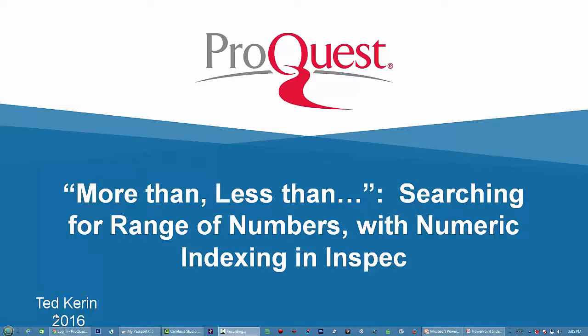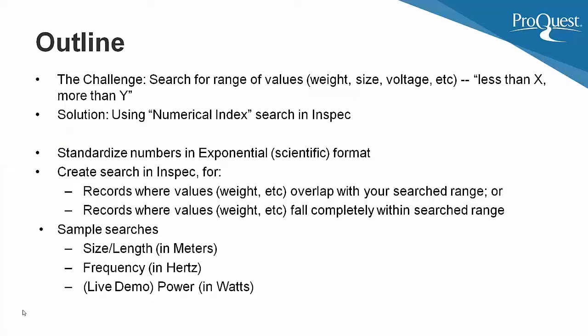So, here is an outline of what we'll be doing. We'll start out with a brief description of what kind of search it is that we're talking about here today and why it is especially challenging, and then we'll show you how numeric indexing can be the solution that you need for that situation. In order to do this, we'll be searching with numbers that have to be formatted in a certain way, called exponential or scientific notation.